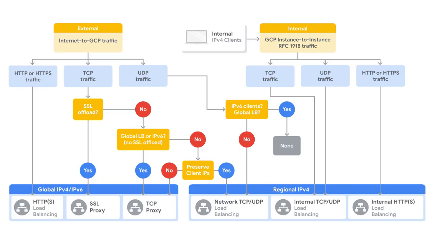If you need an internal load balancing service, you have the internal load balancing service available, and it supports both TCP and UDP traffic. As I mentioned at the beginning of this module, there's actually another internal load balancer for HTTPS traffic, but it's in beta as of this recording. The sixth load balancer is for HTTP or HTTPS traffic, and it's regional, meaning for IPv4 clients.